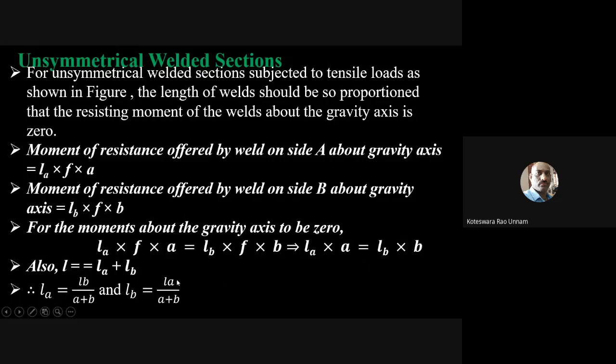LB is nothing but LA divided by A plus B, and similarly I'll get LA is equal to LB divided by A plus B. With these relations, I can easily estimate how much length of the weld I can consider on the top side and the bottom side in case of these unsymmetrical weld sections. So like this you can design a transverse fillet weld, a parallel fillet weld, a combination of transverse and parallel fillet weld, or unsymmetrical welding sections also.